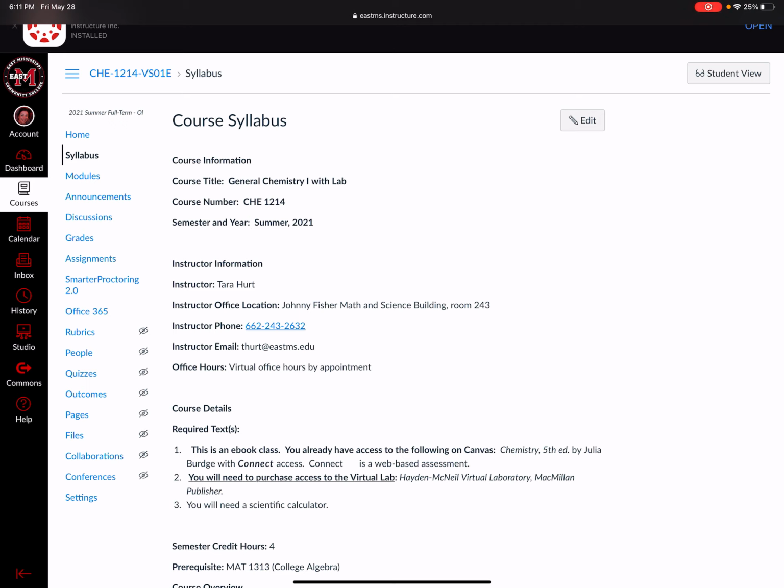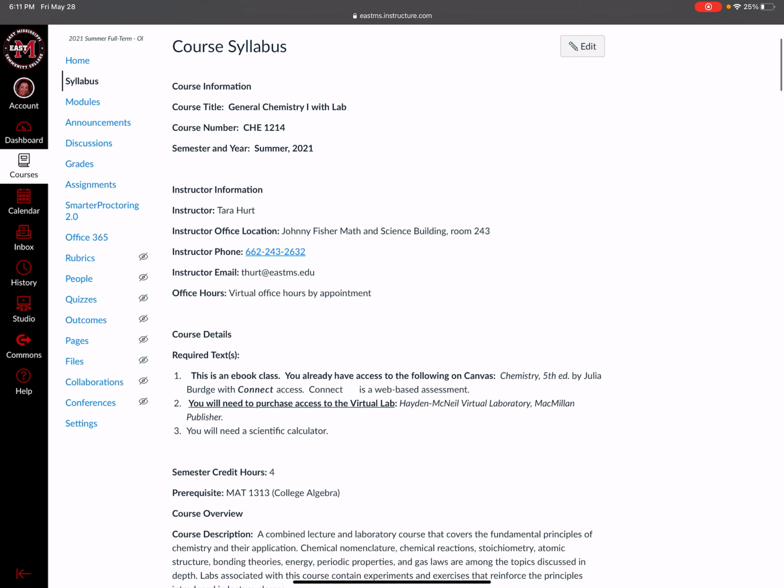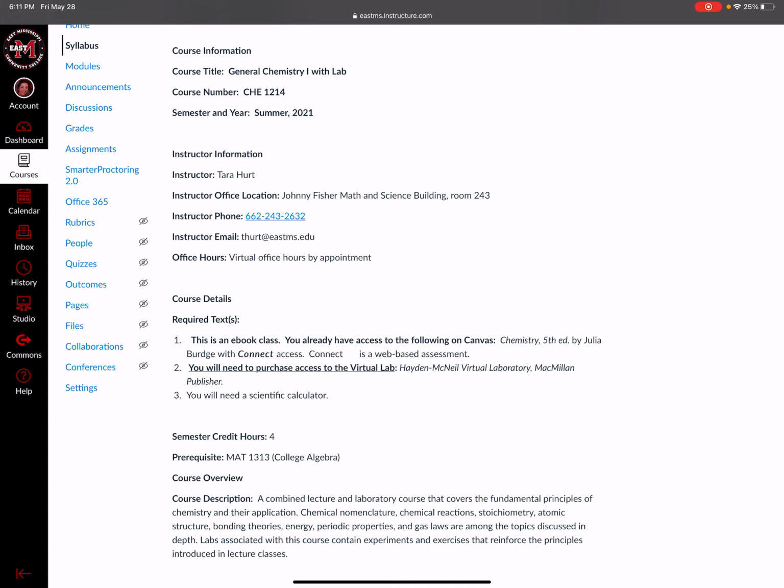Second thing is the lab. You're going to have to purchase this. You will need to purchase access to the virtual lab. I do not know off the top of my head how much that is. Y'all, I think it's less than $100, but I don't know. Third thing you need is a scientific calculator.